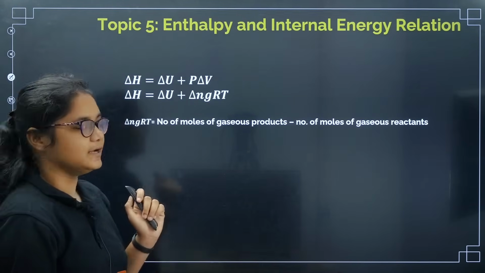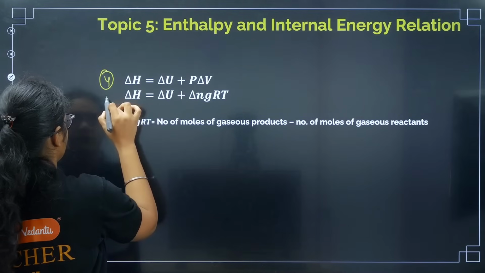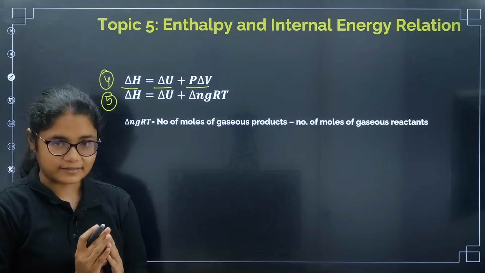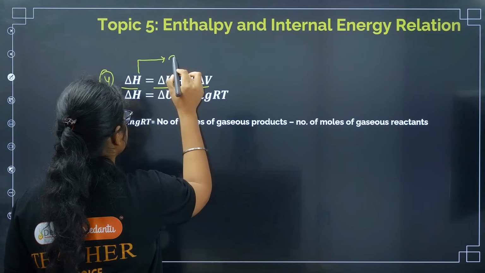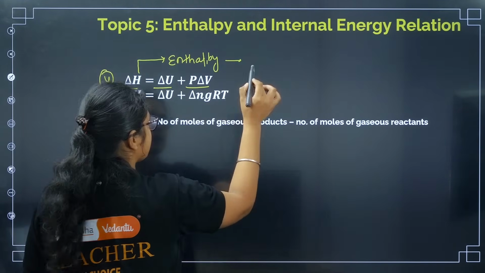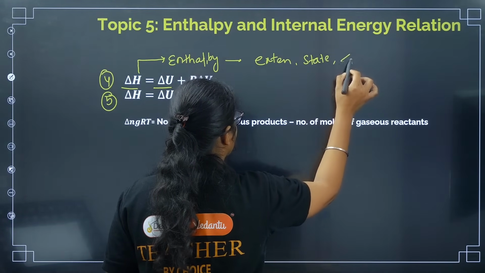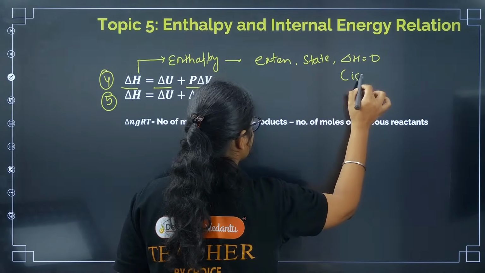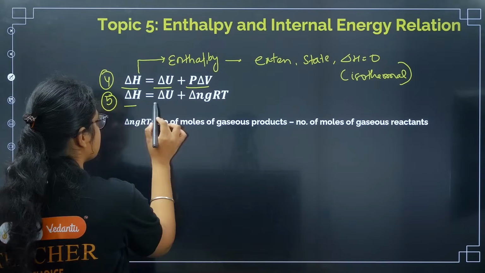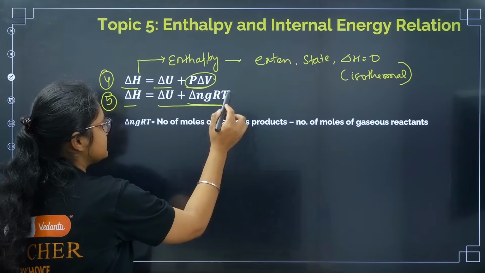Next we have enthalpy and internal energy relation. These formulas are also important. So we have formula number 4 and formula number 5. Delta H is equal to delta U plus P delta V, where delta H is your enthalpy. Now what are the properties of this one? Enthalpy is also an extensive property and is also a state function. And delta H is also equal to 0 for an isothermal process. Now delta H is equal to delta U plus delta Ng RT. For a reaction, instead of P delta V, we can write it as delta Ng RT.